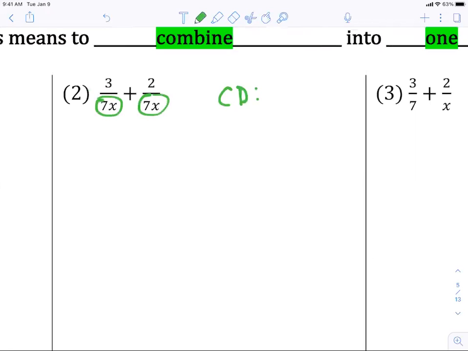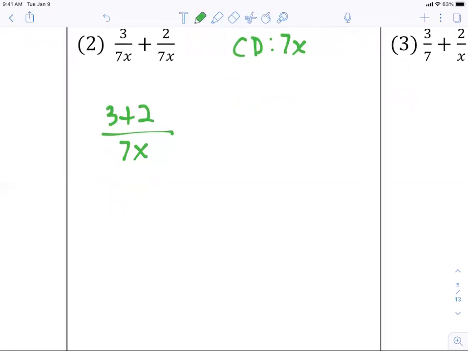Now these are already the same, so my common denominator is actually going to be 7x. In which case, the next step is super nice. Common denominator, these basically we kind of mush together because they have that same denominator, and we are allowed to add those numerators together. So final answer, 3 plus 2 is going to end up being 5. Denominator stays as a 7x, and away we go.